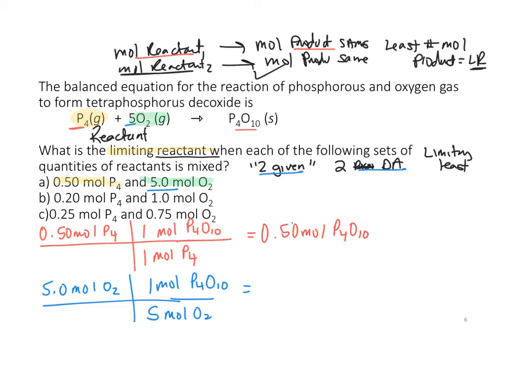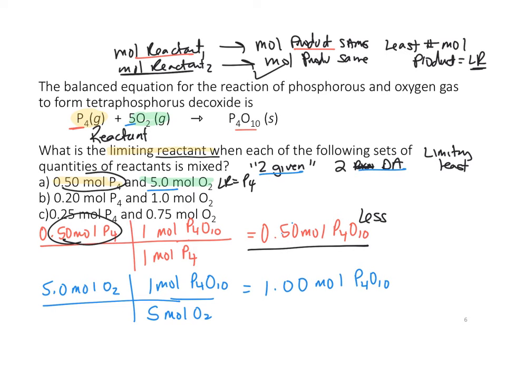And then the next one is 5 divided by 5 is 1.00 mole of P4O10. So what is less, 0.5 or 1? So 0.5, this is less. So your limiting reactant is P4. So this is your limiting reactant.